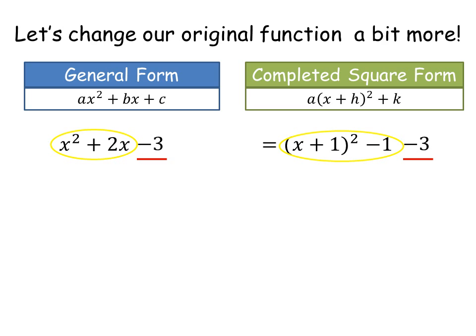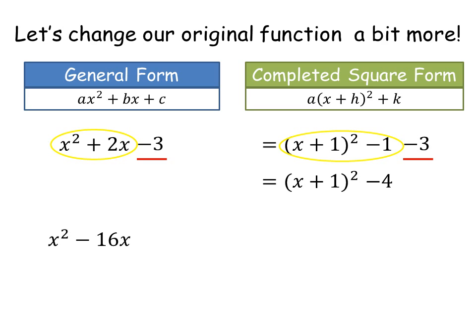The only thing here now is that I have to simplify the constants. I've got two constants. I'm not going to leave them separate. And so we have that x squared plus 2x minus 3 is equal to x plus 1 all squared minus 4. Neat. Let's try another.